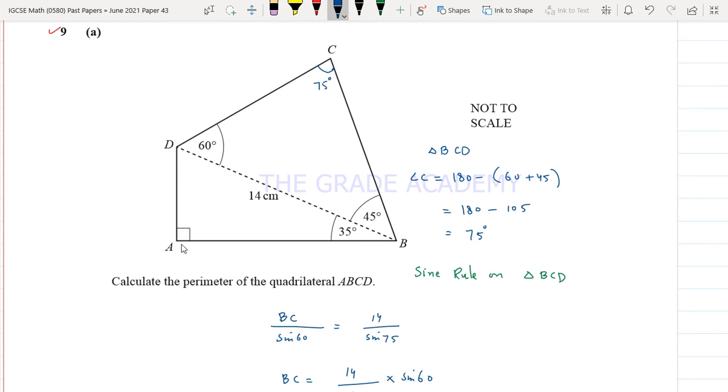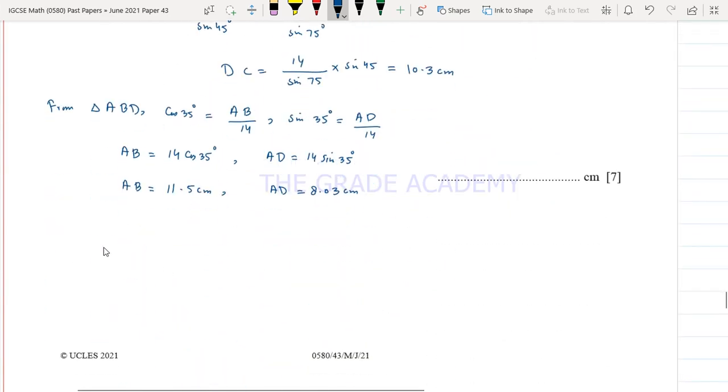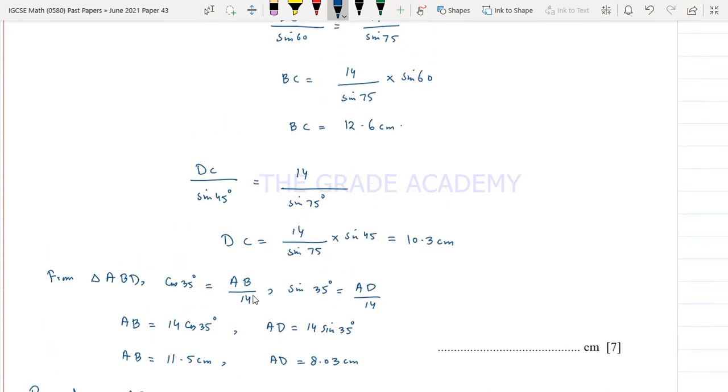So now we will add the lengths of all of these boundary lengths of the quadrilateral to find its perimeter. So the perimeter of the quadrilateral ABCD is equal to AB length plus BC length plus CD length plus DA length. So AB length is 11.5 centimeter. BC, we have already calculated, which is 12.6.